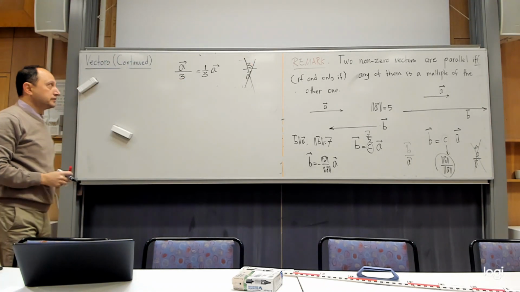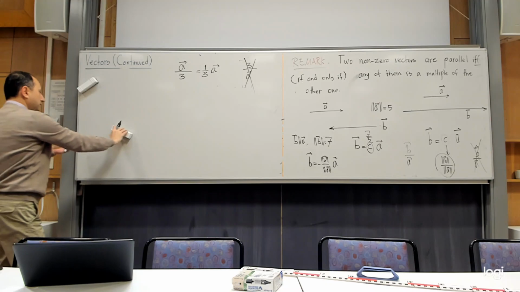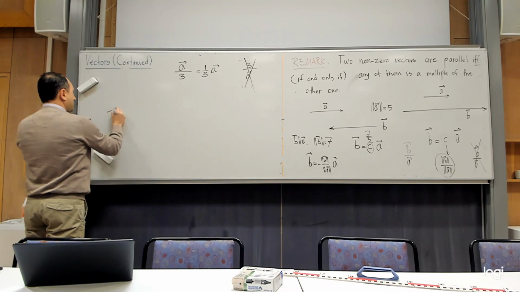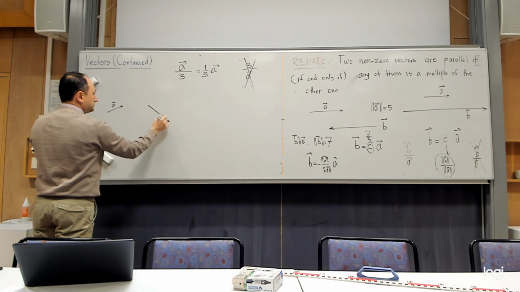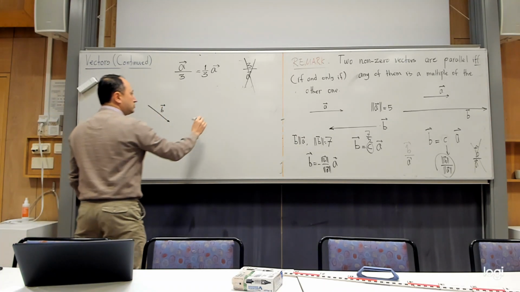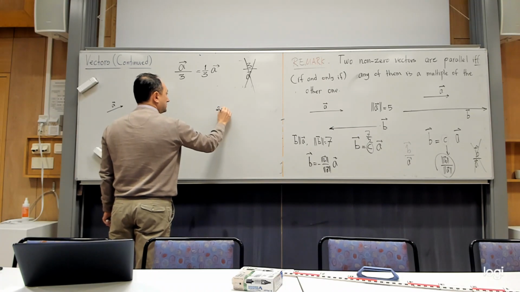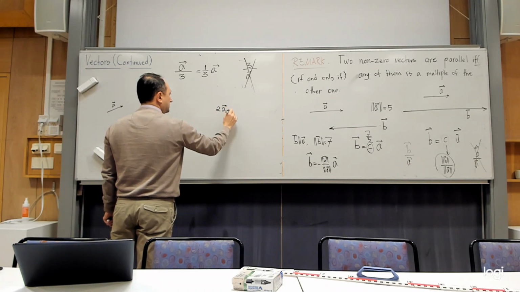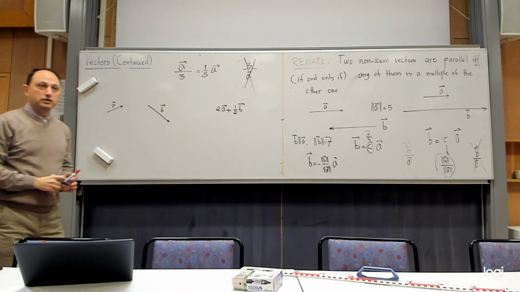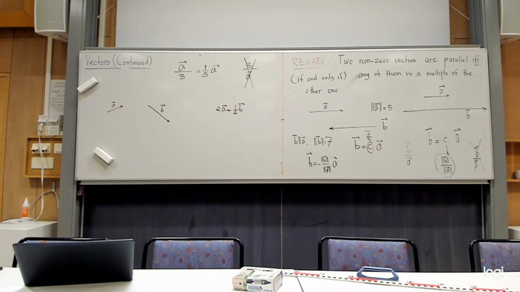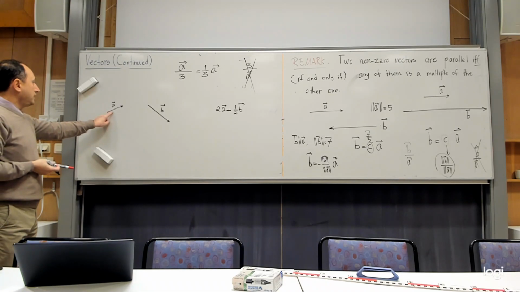Yes? Okay, now let me give you a vector here, for example, this vector. And I give you this vector here. And I ask you to draw this vector. That is also possible, yes? Because a vector is an arrow.